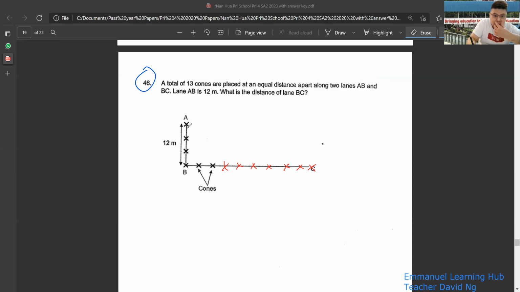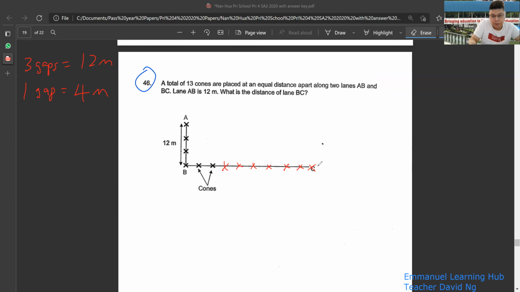Okay, you draw out your 13 cones. So each gap, how many gaps are there here? Annabelle, are you paying attention? How many gaps are there here? 3 gaps. So 3 gaps is 12 meters. Each gap is 12 meters divided by 3, so it's 4 meters. Each gap is 4 meters.